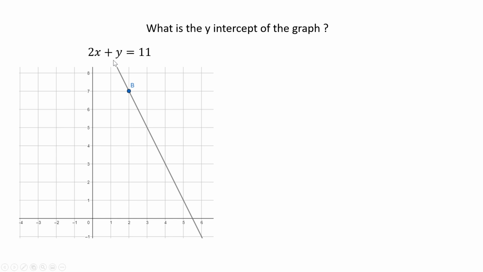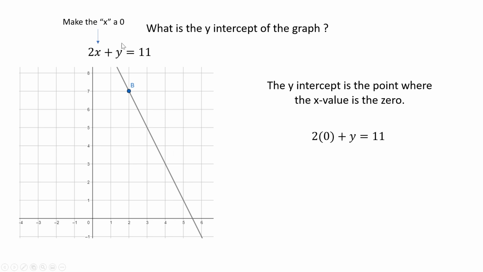Knowing that the y-intercept is the point where the x value is 0, I'm just going to make the x 0, so I can plug in a 0 right here. 2 times 0 is 0, and y equals 11. So that is my y-intercept. The y-intercept is the point (0, 11), because technically it is a point. My x value was 0, I made that happen, and then I found out the y was 11. I basically found one point on the graph, and in particular, it was the y-intercept.